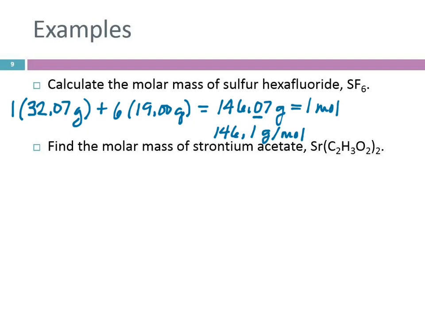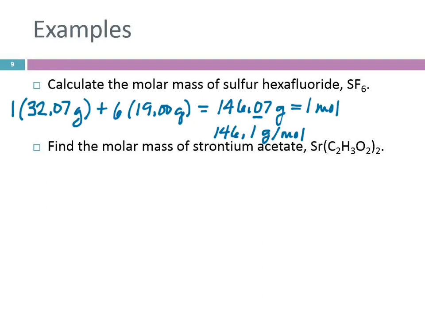How about the molar mass of strontium acetate? And here's the formula. We're going to use the formula. There's 1 strontium. How many carbons? 4. Because inside the parentheses there are 2, and there's a 2 on the outside, so that multiplies everything. So we've got 2 carbons, 6 hydrogens, and 4 oxygens.